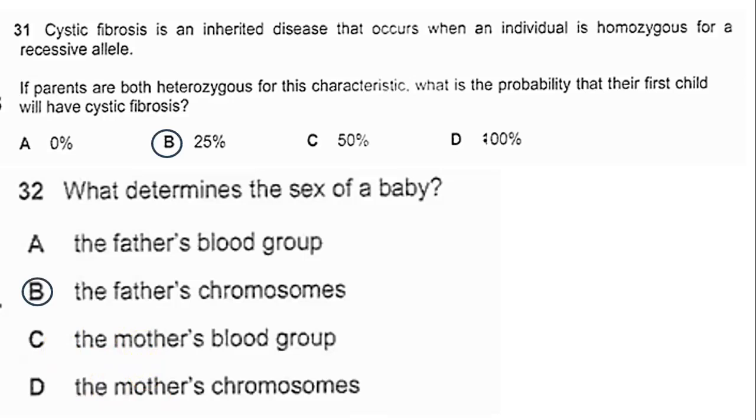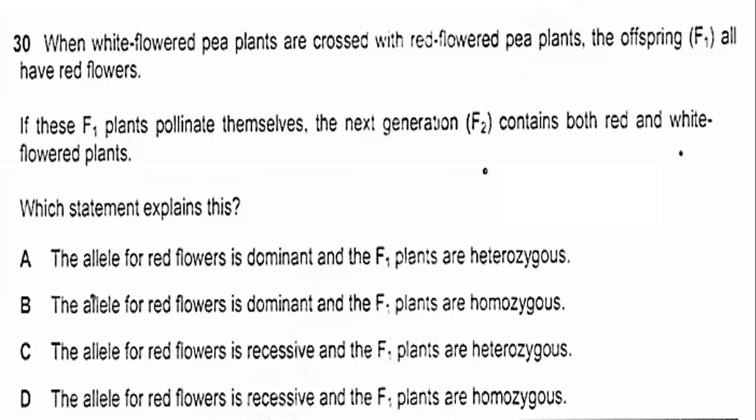What determines the sex of the baby? The father's chromosomes, of course, because we said that the sperm cells are the only ones that can carry X or Y, while the mother will always give the offspring the X chromosome.